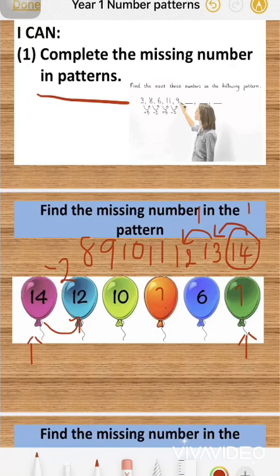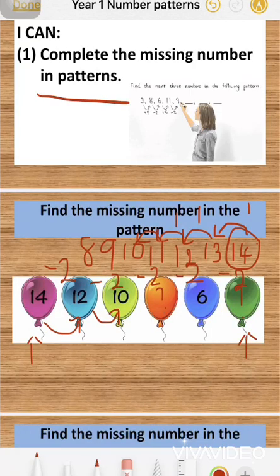So from 12, how many times do we need to count back to get 10? 1, 2. So 2 times, right? So we need to count back 2 times. So we need to minus 2. So the pattern is like this. The pattern is you need to minus 2, minus 2, minus 2, so that you can find out the missing number in the pattern.